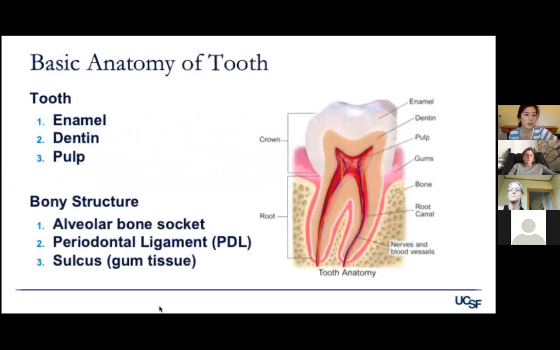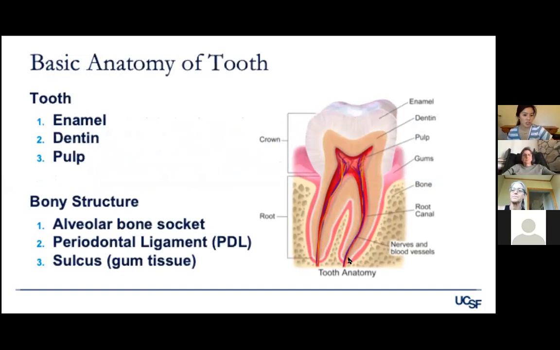So basic tooth anatomy: there are two main parts, the tooth and the bony structure. The tooth has the crown, which is the part you see in the mouth, and the root that's embedded in the bony socket. The tooth itself has three parts: the enamel, dentin, and pulp. The enamel is the outermost layer, translucent in color. The dentin is more yellow, and the pulp contains the nerve and blood supply.